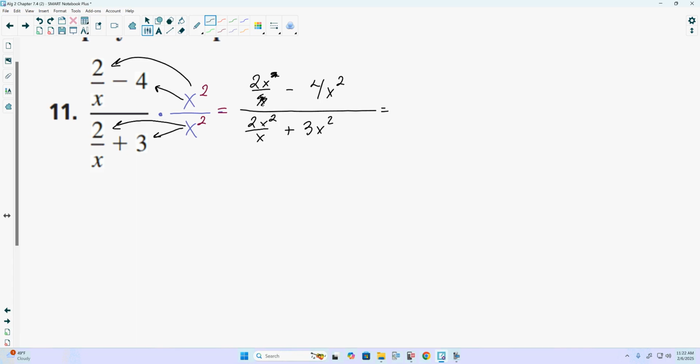One of these x's will cancel out on top and bottom, giving us 2x minus 4x squared over 2x plus 3x squared. Now, when we did this with just x, the denominator didn't have anything in common. Now it has a common factor of x, which we can factor out, leaving us with 3x plus 2. On top, now we have a common factor of 2x, leaving us with negative 2x plus 1.